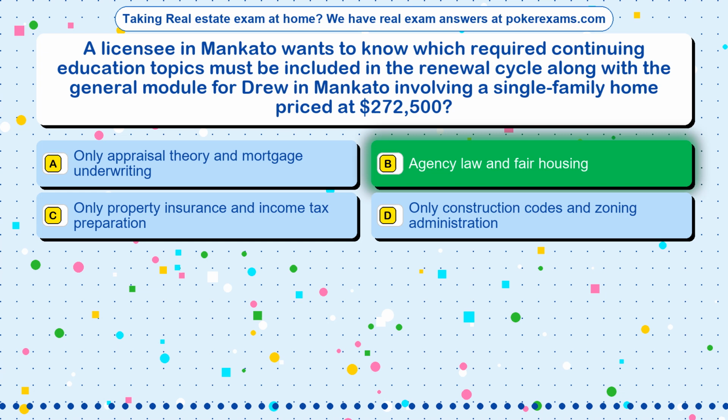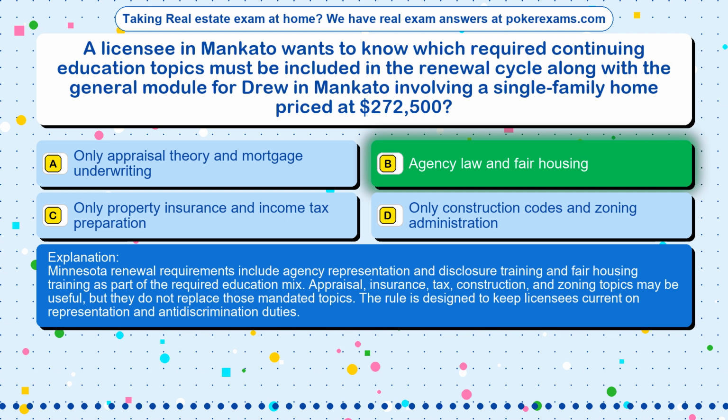The correct answer is option B. Agency law and fair housing. Minnesota renewal requirements include agency representation and disclosure training and fair housing training as part of the required education mix. Appraisal, insurance, tax, construction, and zoning topics may be useful, but they do not replace those mandated topics. The rule is designed to keep licensees current on representation and anti-discrimination duties.